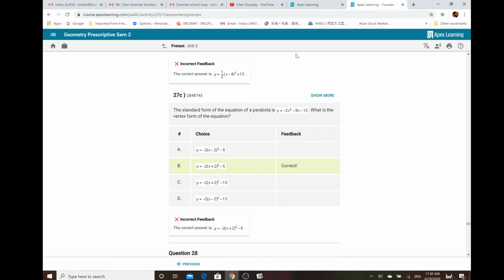Now here's another one you guys can try. Again, we need to convert the standard form to the vertex form. Instead of copying down the instructions, I just want to copy the image. So let's just do a quick transferring.